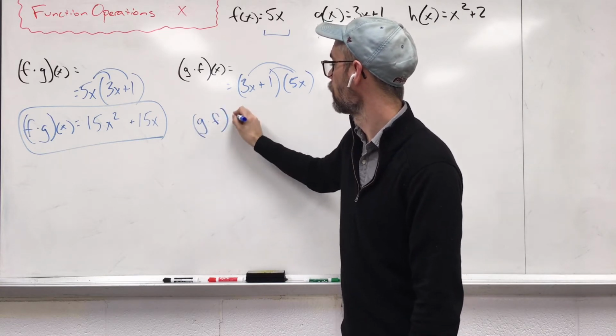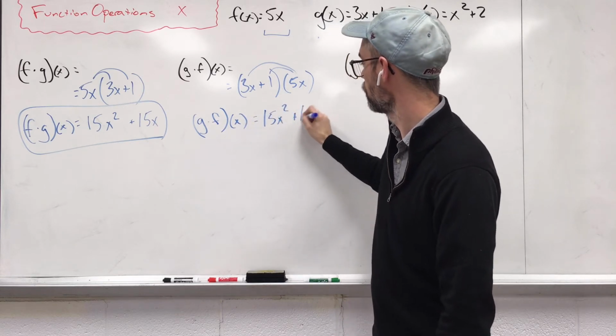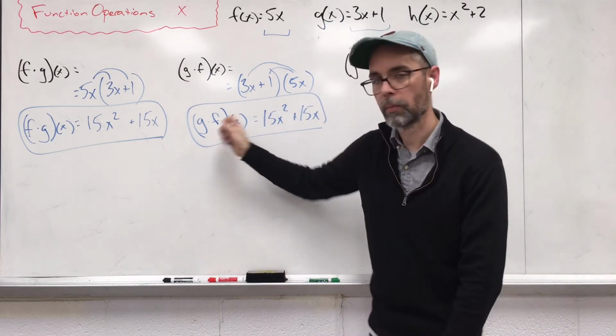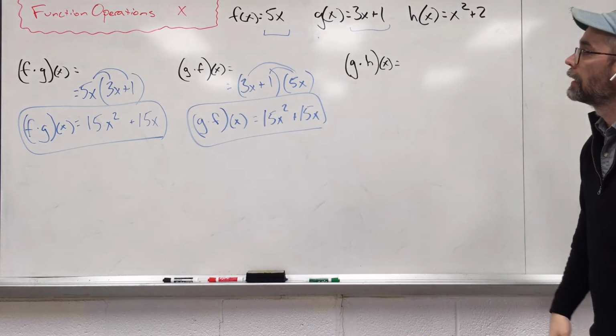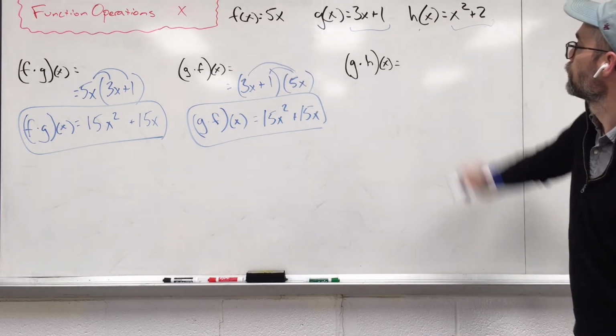So I'm just going to cut to the end. 15x squared plus 5x. So you come up with the same answer. The only thing that's different is what we put in the very front. And now let's look at g and h. So again, we're going to multiply them.